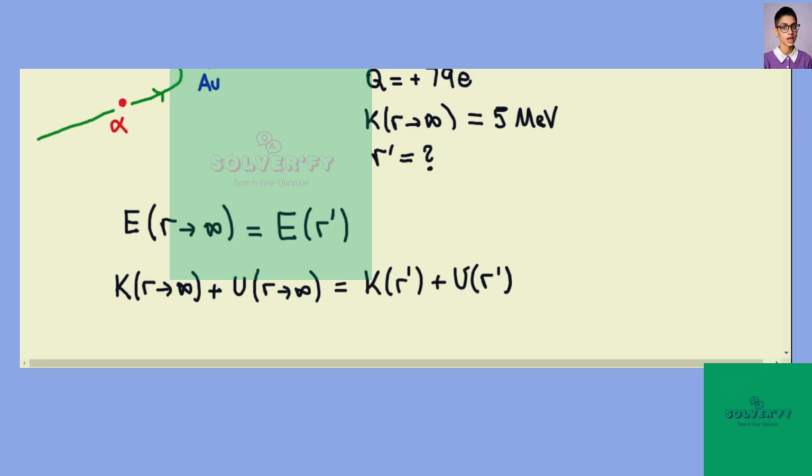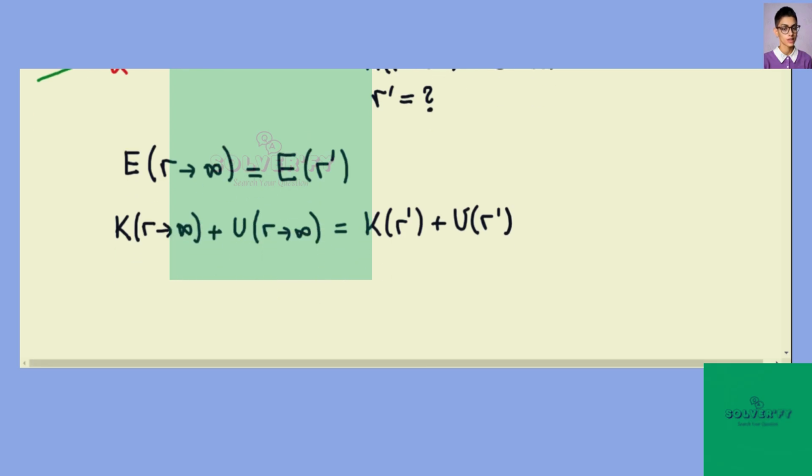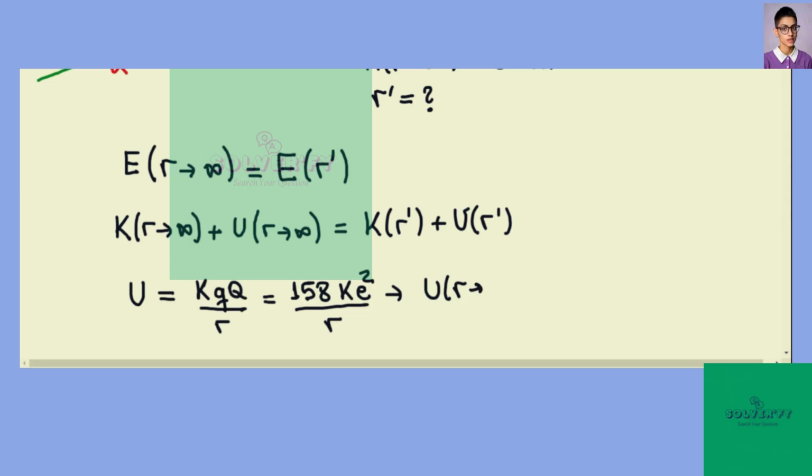Okay. Now, we know that U, the electrostatic potential energy, is given by K times Q, capital Q, over R. So in our case, this is 158, which is 79 times 2, K e squared divided by R. So notice that this means that the potential energy when R goes to infinity tends to 0.